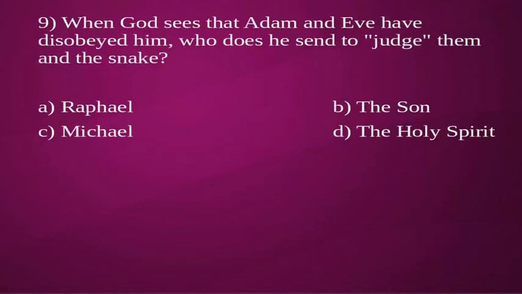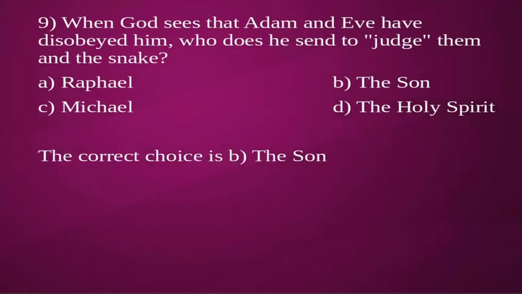Question number 9 is, when God sees that Adam and Eve have disobeyed him, who does he send to judge them and the snake? Option A, Raphael. Option B, the Son. Option C, Michael. Option D, the Holy Spirit. The correct choice is B, the Son.